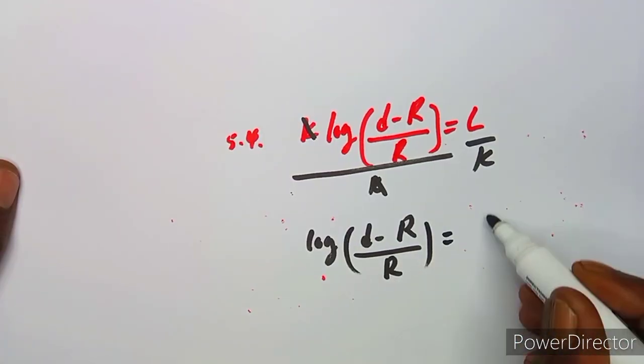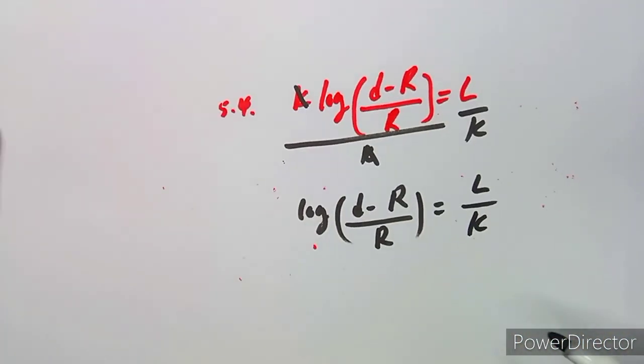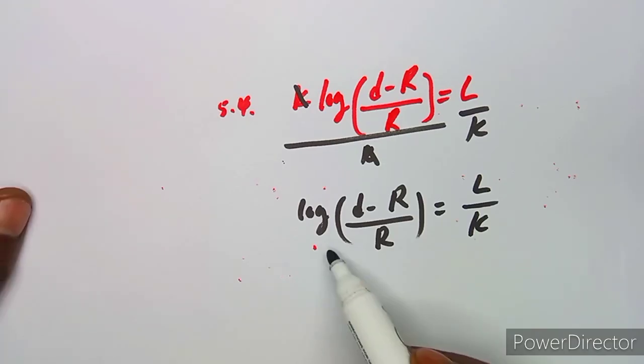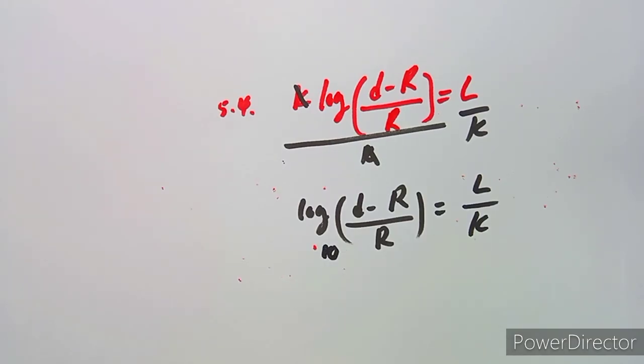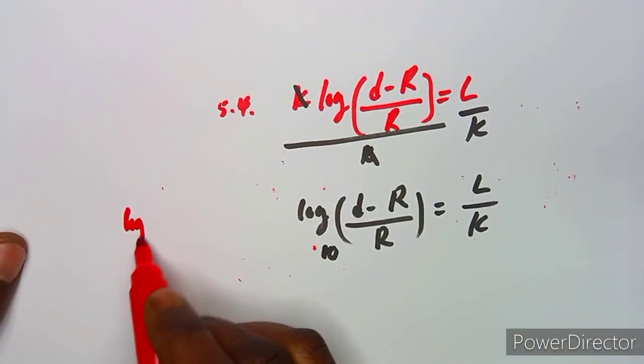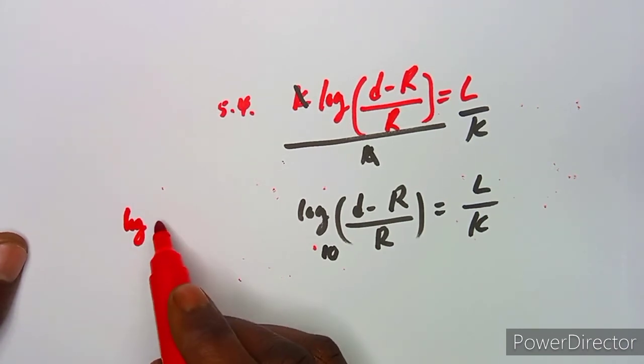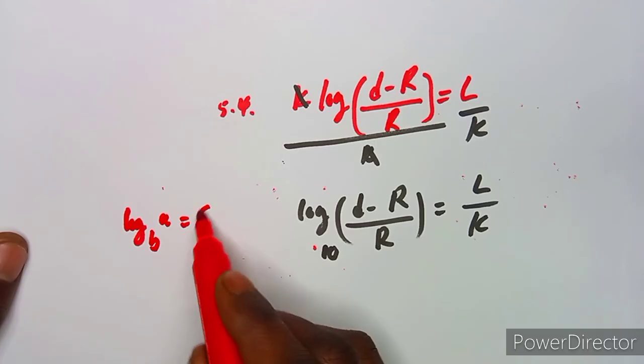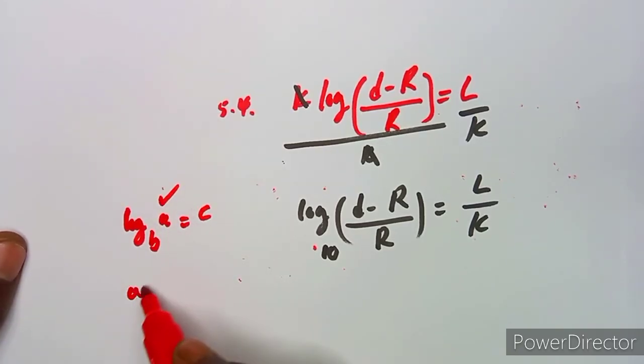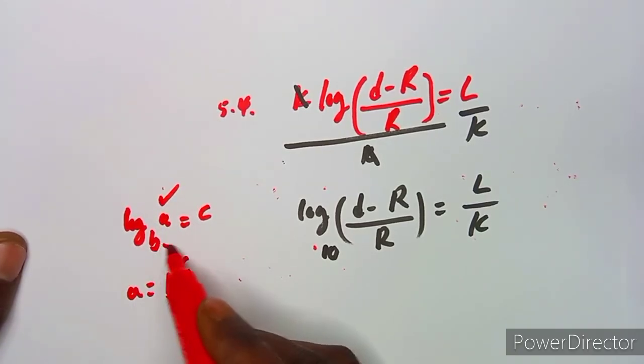Which is L over K. Remember, whenever you're dealing with a log without a stated base, you are in base 10. In any base, if you are given log a base b equal to c, it means a is equivalent to b to the exponent of c.